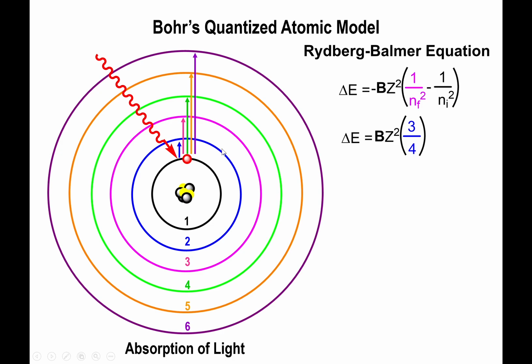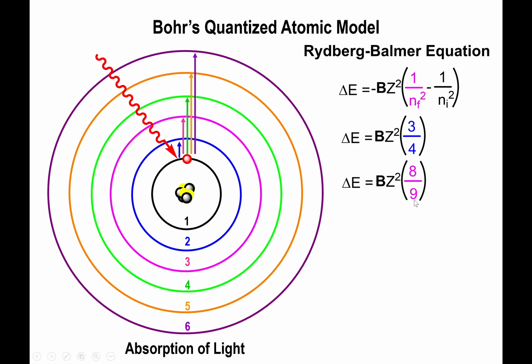Now if we look at the transition from the first energy level to the third energy level, n final is now 3, and n initial we're still keeping as 1 for the time being. So we have 1 over 3 squared minus 1 over 1 squared, or in other words, 1 over 9 minus 9 over 9. And here we'll end up with negative 8 over 9, which cancels out with the negative outside. So we end up with positive Vc squared times 8 over 9.